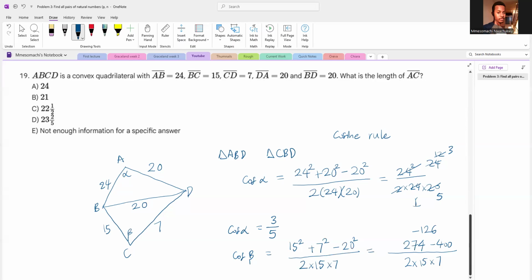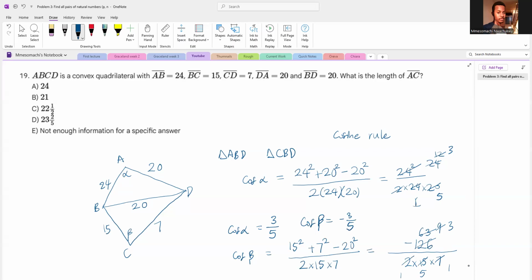So we have negative 126 over 2 times 15 times 7. Now let's see if we can simplify this. 2 will go into 126 giving 63, 7 will go into 63 giving 9, and 3 will go into 9 giving 3, and into 15 giving 5. So we have that cosine beta is equal to negative 3 over 5.